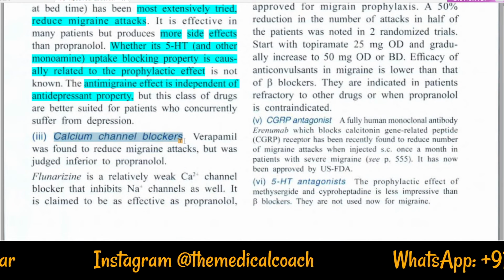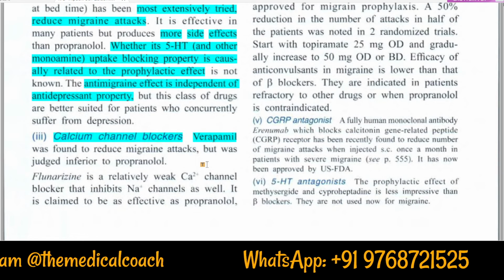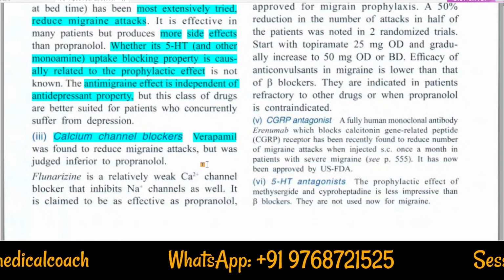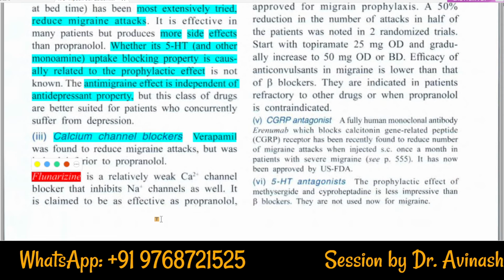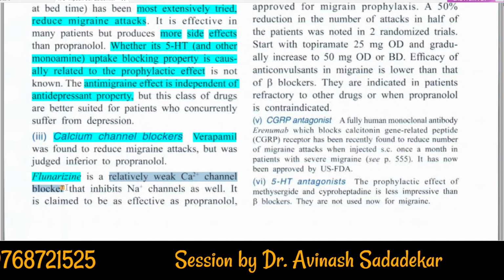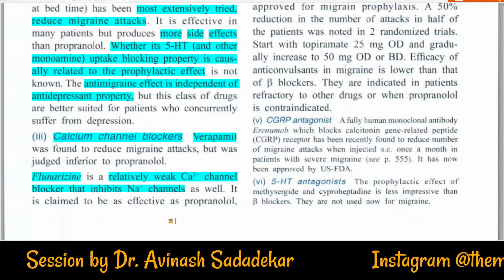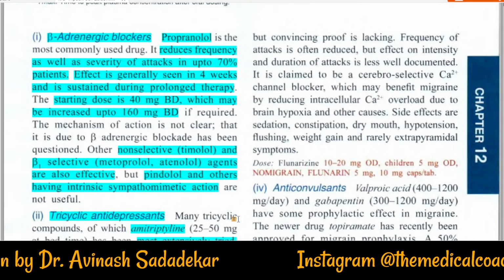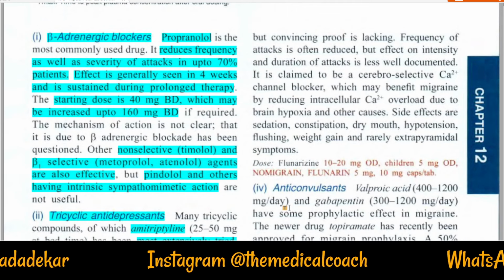CCBs, calcium channel blockers, verapamil, blocks migraine attack, but it is less effective as compared to propranolol. Then we have flunarizine. This is actually a very weak calcium channel blocker, but it also inhibits sodium channel, so it's as effective as propranolol. That's what they are saying, but whether there's a proof or not for that, let's not debate that.